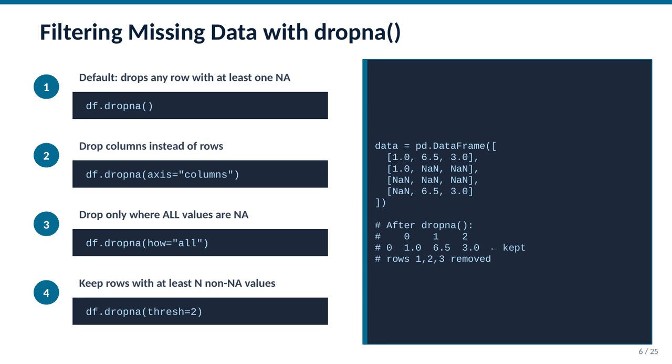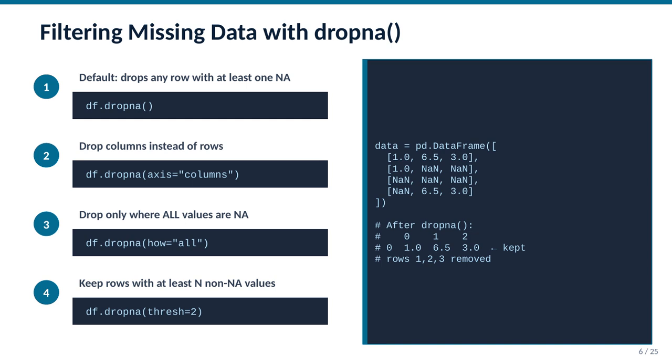If the number of missing values is few, say less than 5% of a large data file, then we may be able to just drop them and still have some good data for analysis. The function dropna removes missing data by default. df.dropna drops any row with at least one NA. Use axis equals columns to drop columns instead.